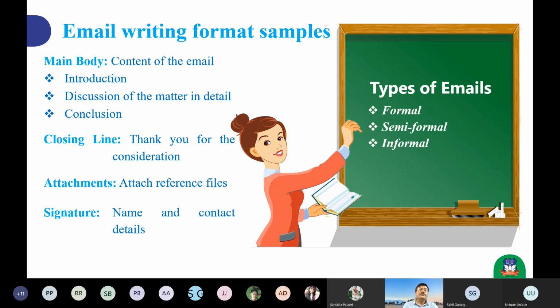And then at last there will be a signature, name and contact details. Send us your name and, if any, designation, contact details, address and then phone number, etc. Contact details are also written there. So this way the format of the email is made. Okay, the email format is made this way.